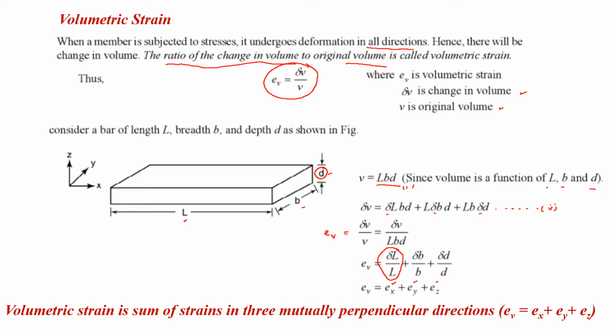So the volumetric strain is the sum of Ex, Ey, and Ez, that is the sum of longitudinal strain as well as the lateral strains in the other two directions. Thus volumetric strain is the sum of strains in three mutually perpendicular directions.